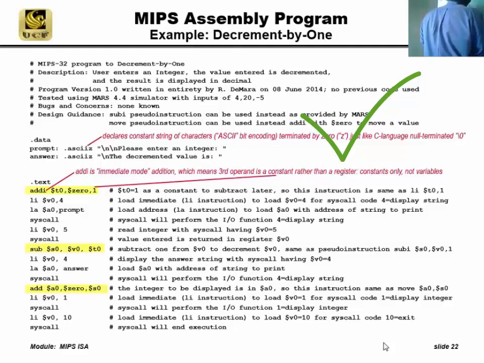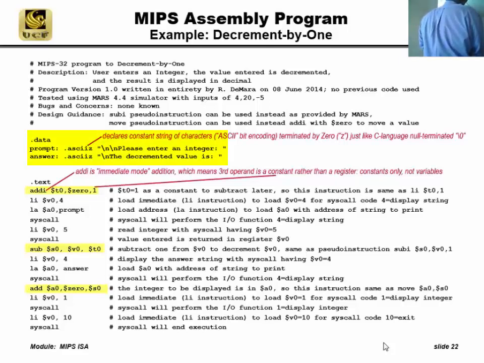What does this program do? User enters an integer on the keyboard. The value is decremented, and the result is displayed on the console in decimal. So if we look at this, we have a data segment, which is constants, and we have a text segment, which is instructions. We know these are all stored as bits. Each one of these is stored as bits. These are character bits, right? ASCII code we'll have covered in another module.